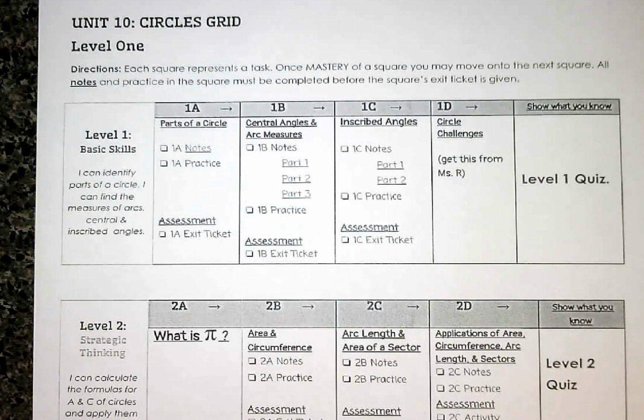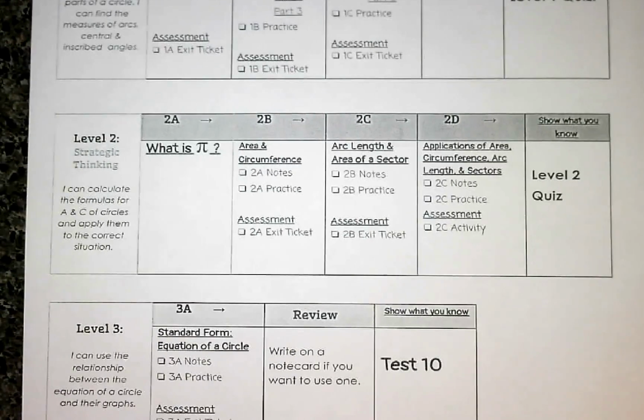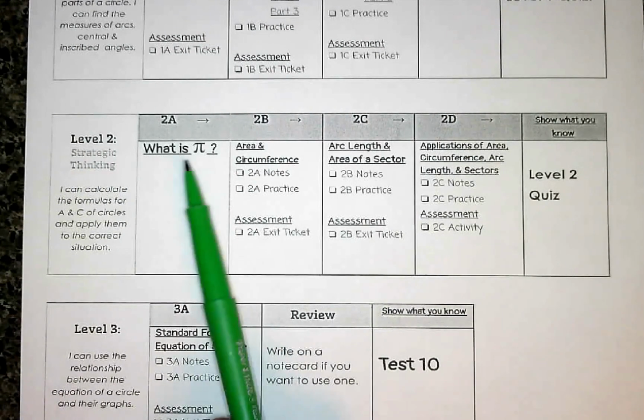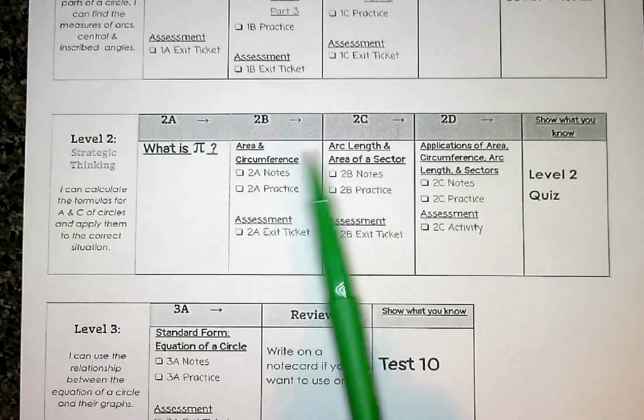Okay, continuing with Unit 10, dealing with circles. You've already completed Level 1, which I've included here also. Level 2 is going to get a little bit more into calculations of measurements dealing with circles. We're going to start out just talking a little bit about pi.